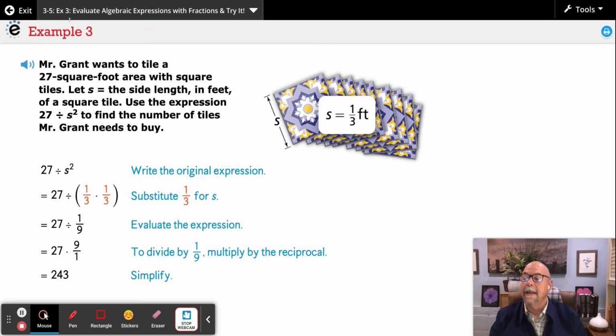All right, so now we're beginning example 3, where we're doing the same exact thing. We're evaluating algebraic expressions. This time, we have fractions. The process doesn't change. Again, you're allowed to use those calculators, so make sure that you carefully write your stuff down, but calculate the actual numbers on a calculator. So let's see what they have.